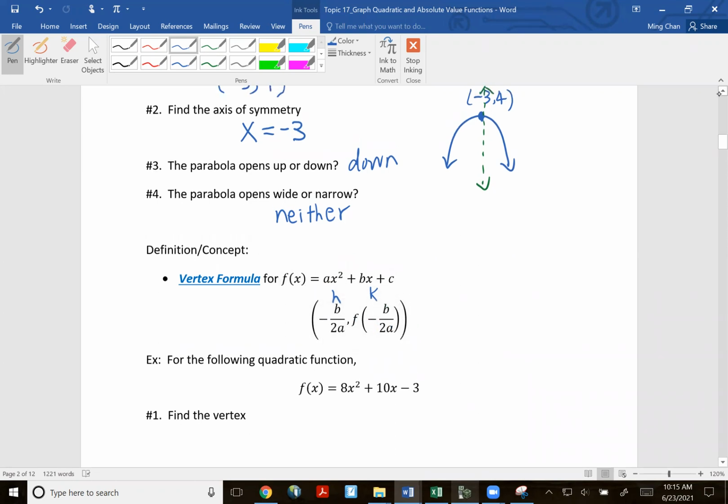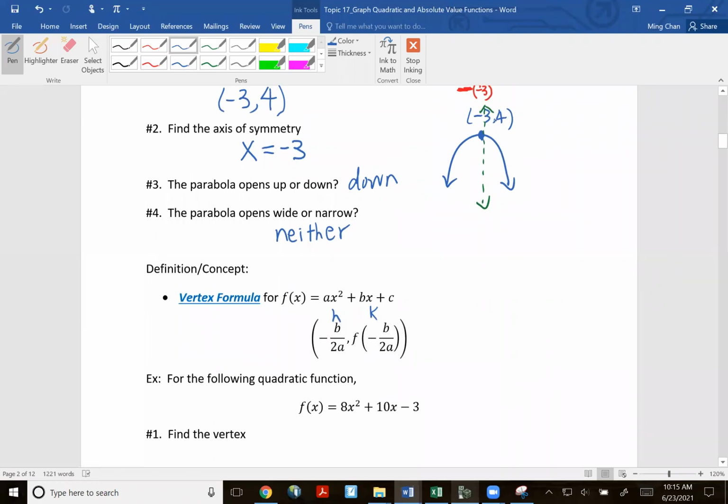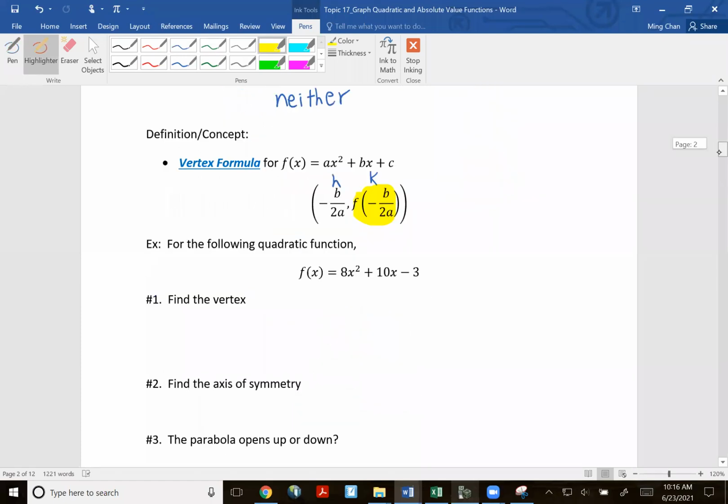So it makes sense. If I can find the x value of the vertex, then all I have to do is substitute that x value back into the function to get the output y value of the vertex. So that's what this formula right here is saying. F of whatever the x value is, then the output will be the y value of the vertex. All right, so normally we just denote the vertex as h comma k. So let's give it a try. Okay, let's use the formula.